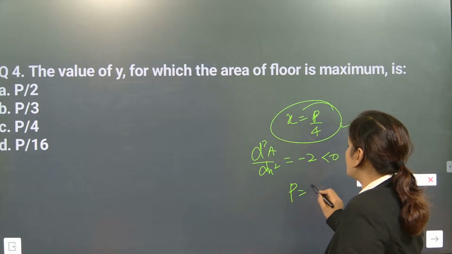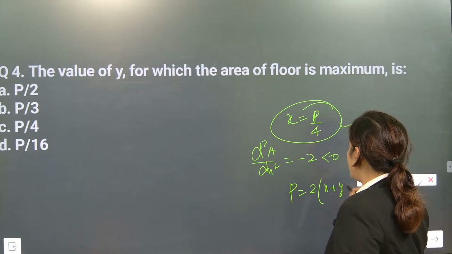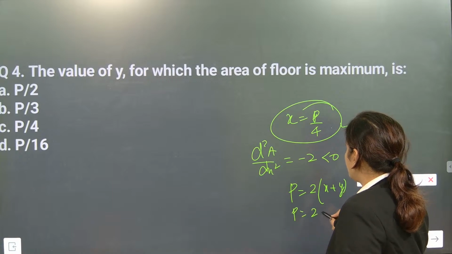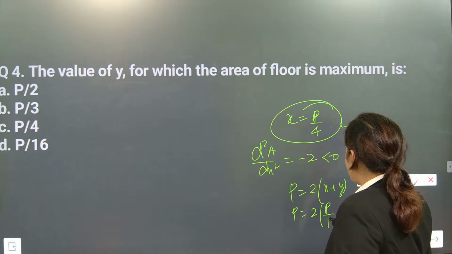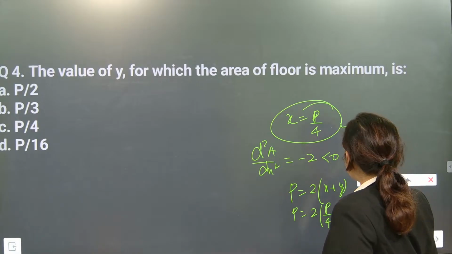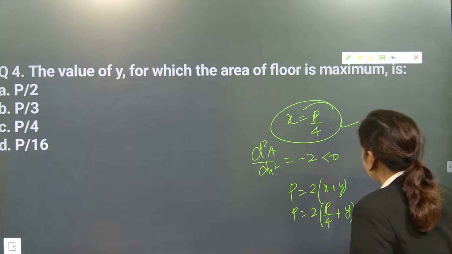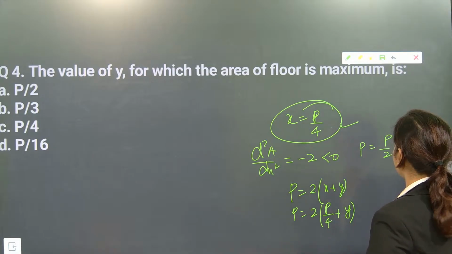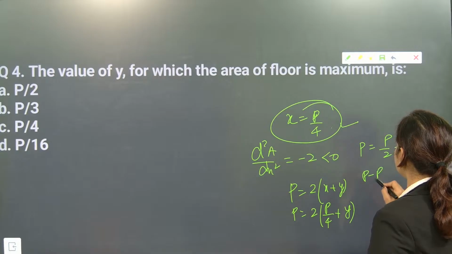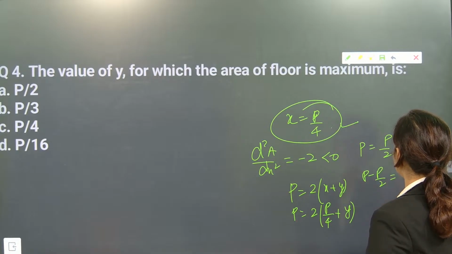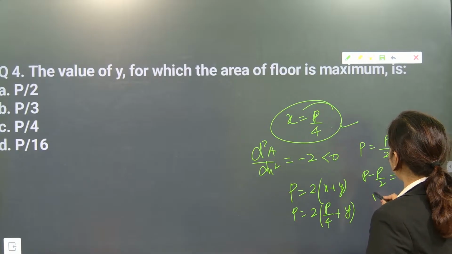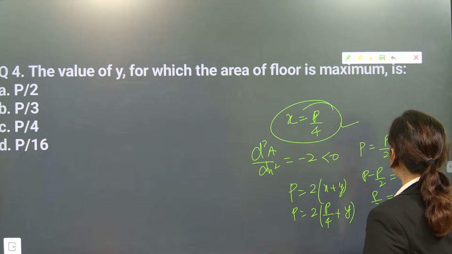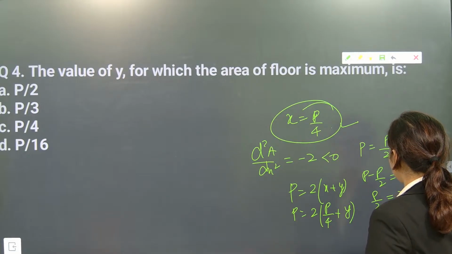So perimeter is equal to 2x plus y. Substituting, p is equal to 2 into p by 4 plus 2y, so p is equal to p by 2 plus 2y. So p minus p by 2 is equal to 2y. It will become p by 2 is equal to 2y. So p by 4 is equal to y.